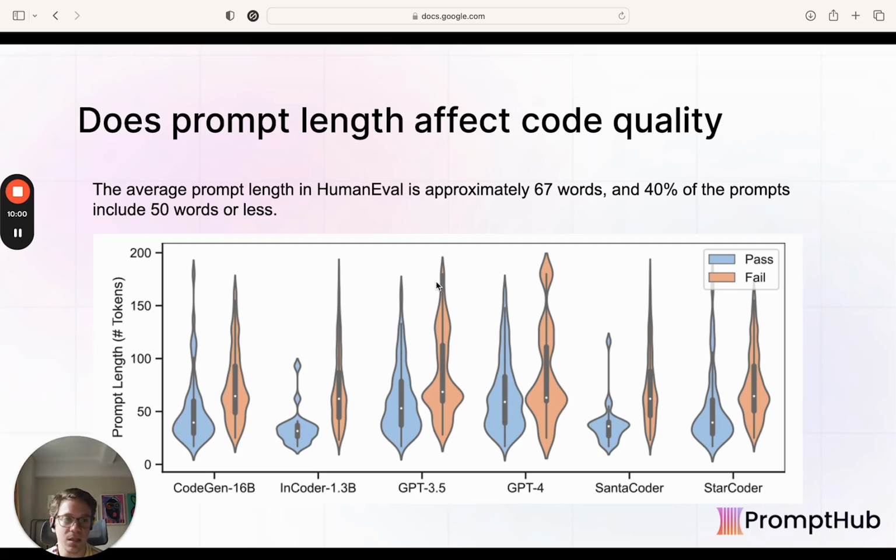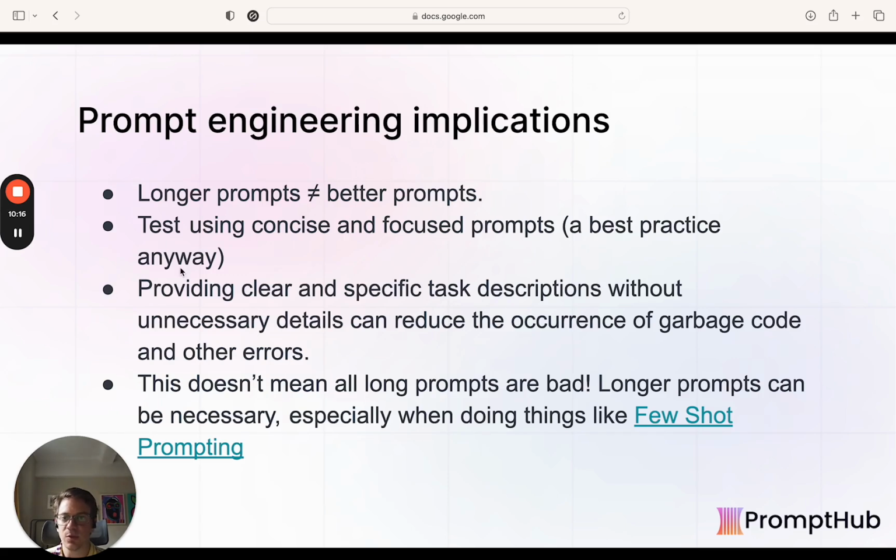And I think this is all very context and use case dependent, but I think it hits on the fact that you should try and keep your prompts short and concise. Too often I will see prompts that are just overly long and kind of repetitive, and I think that can really decrease performance. So again, longer prompts don't always mean better prompts. Start with concise and focused ones. Clear and specific task descriptions is always going to be the number one principle here.